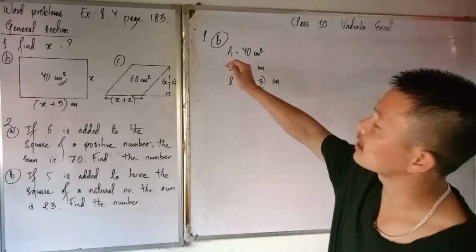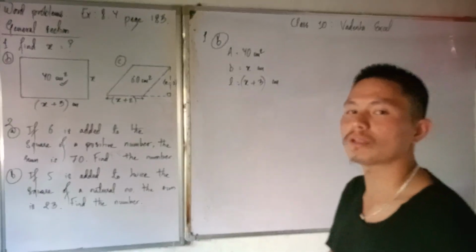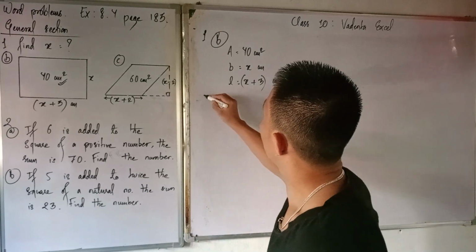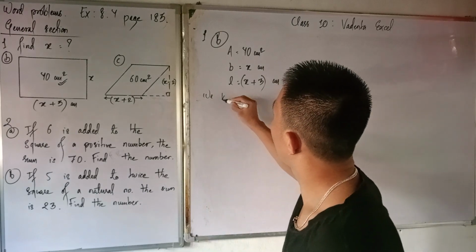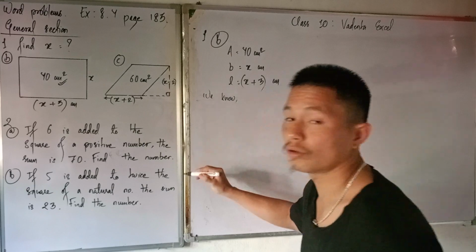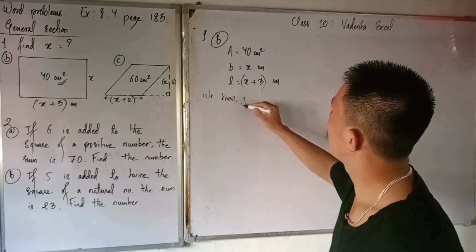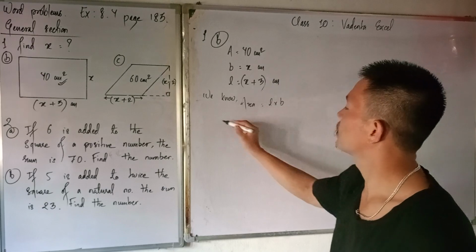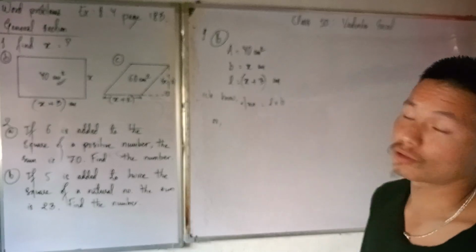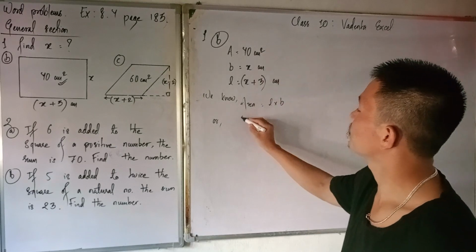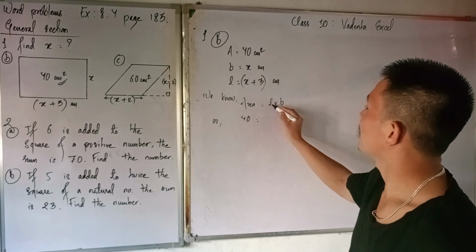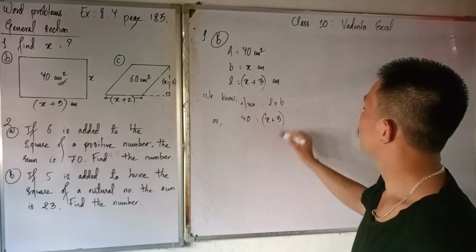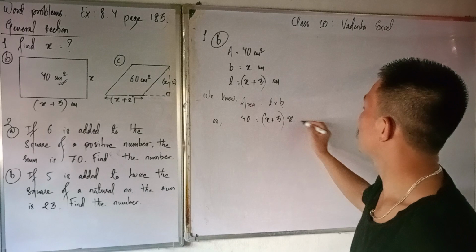Since the area is given, just apply the formula of area. What is the formula for the area? We know area equals length into breadth. Now just substitute the values. We have area 40, and length x plus 3, and breadth simply x.